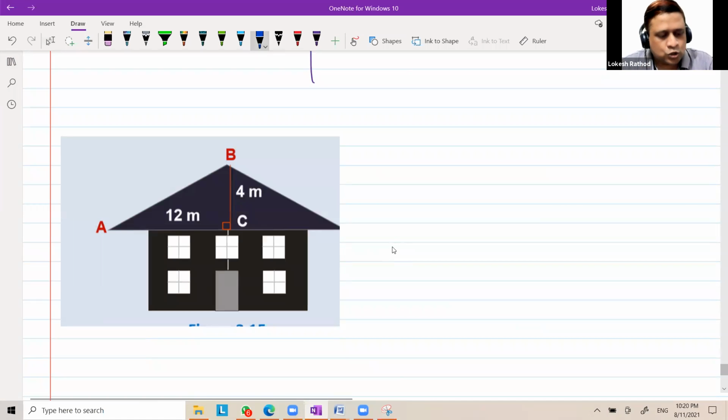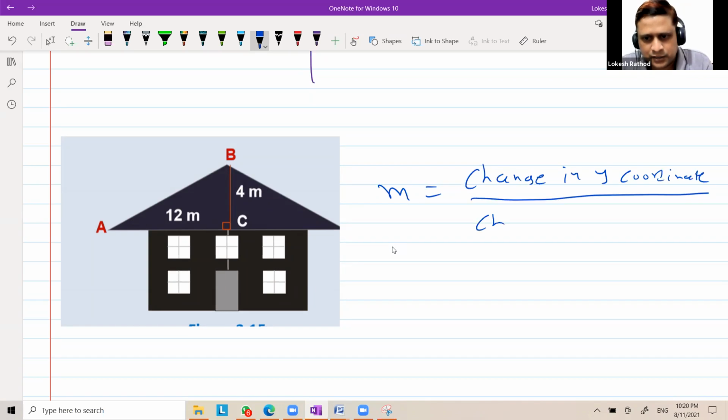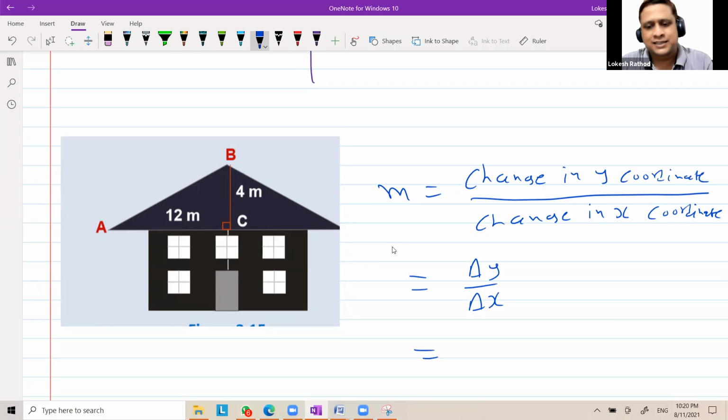So what is slope? Slope is change in y coordinate over change in x coordinate, right? Correct? We can also call it delta y over delta x. And we can also call it rise over run. Sometimes people call it rise over run.